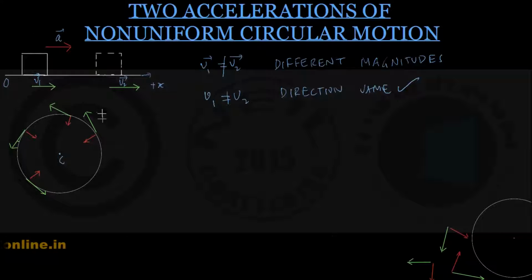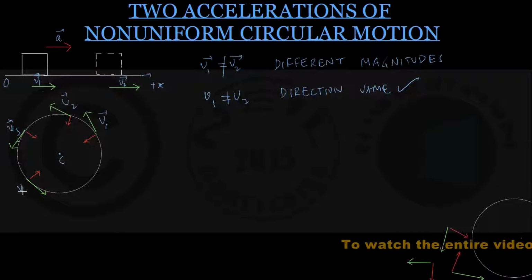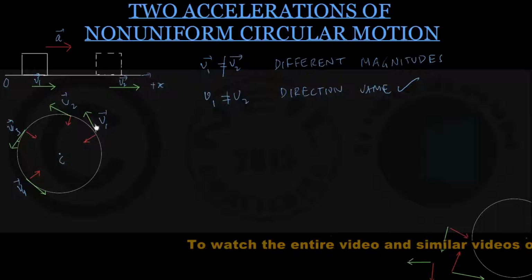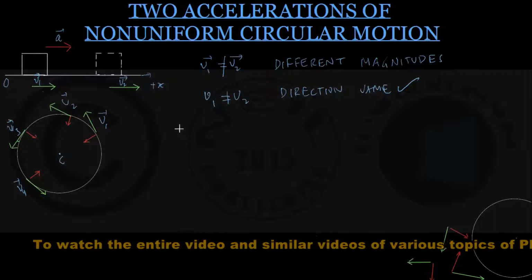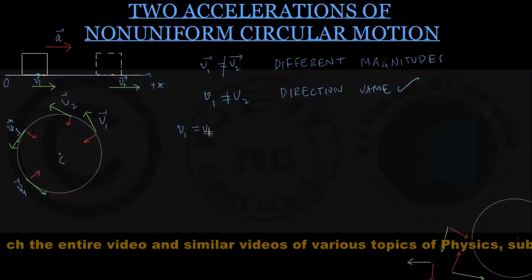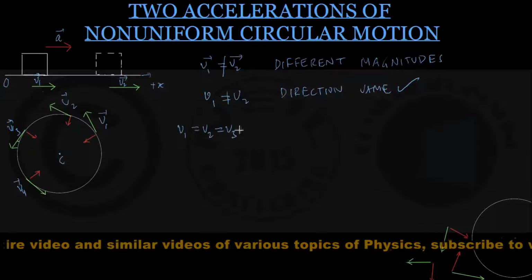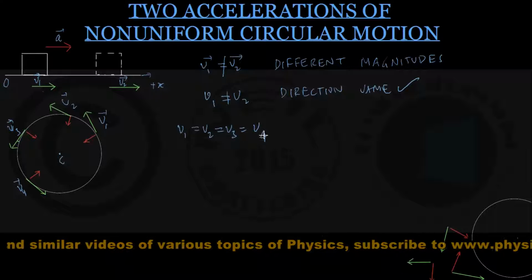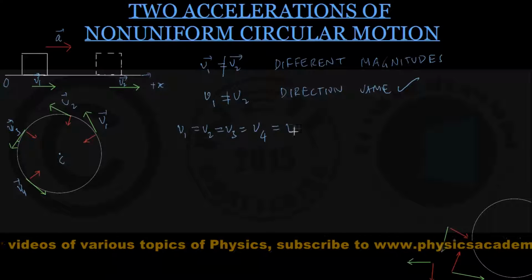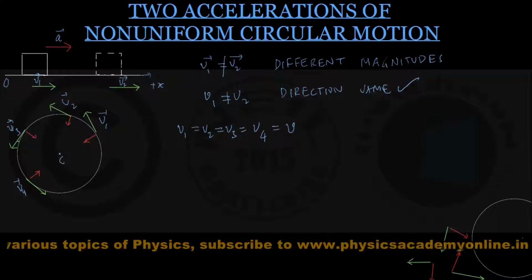So let me just name them. These are v1, v2, v3, and v4. I just show four of them at four different locations. And you'll agree that in uniform circular motion, the magnitudes of these v1, v2, v3, v4 are the same. They are all the same magnitude, because I didn't put the arrow symbol, and they are all equal to v, the constant linear speed of circular motion.